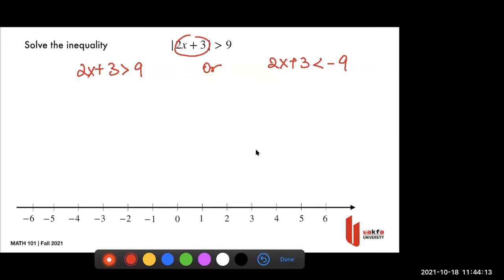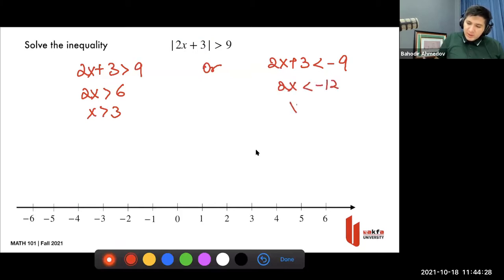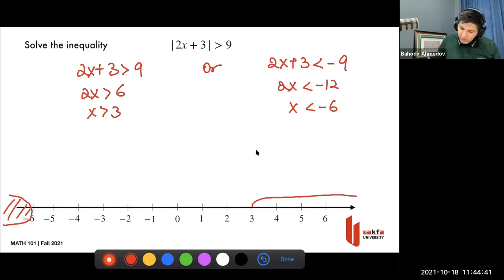Okay. So I'm just going to solve both of the parts separately. It becomes 2x is greater than 6, then x is greater than 3. And here I've got 2x is less than minus 12, and x is less than minus 6. So here I'm just going to draw this: all of the numbers smaller than minus 6, and all of the numbers greater than 3.